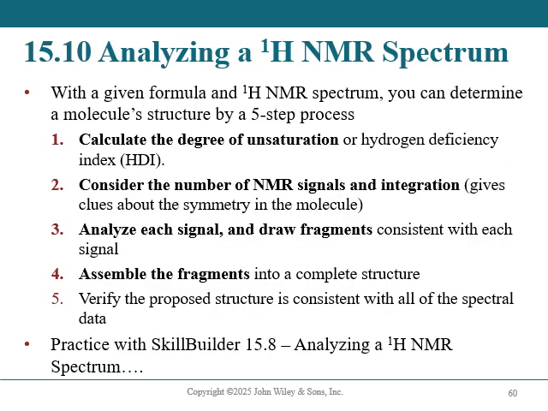With a given formula and proton NMR spectrum, you can determine a molecule's structure in a 5-step process. We have the steps right here. The first step is going to be the degrees of unsaturation. We actually saw that with our MS, or hydrogen deficiency. Consider the number of NMR signals and their integration. We analyze each signal and we start drawing fragments consistent with each signal. So we look at each signal individually and then we put it together. We assemble the fragments into a complete structure. Lastly, we verify that the proposed structure is consistent with all the spectral data.